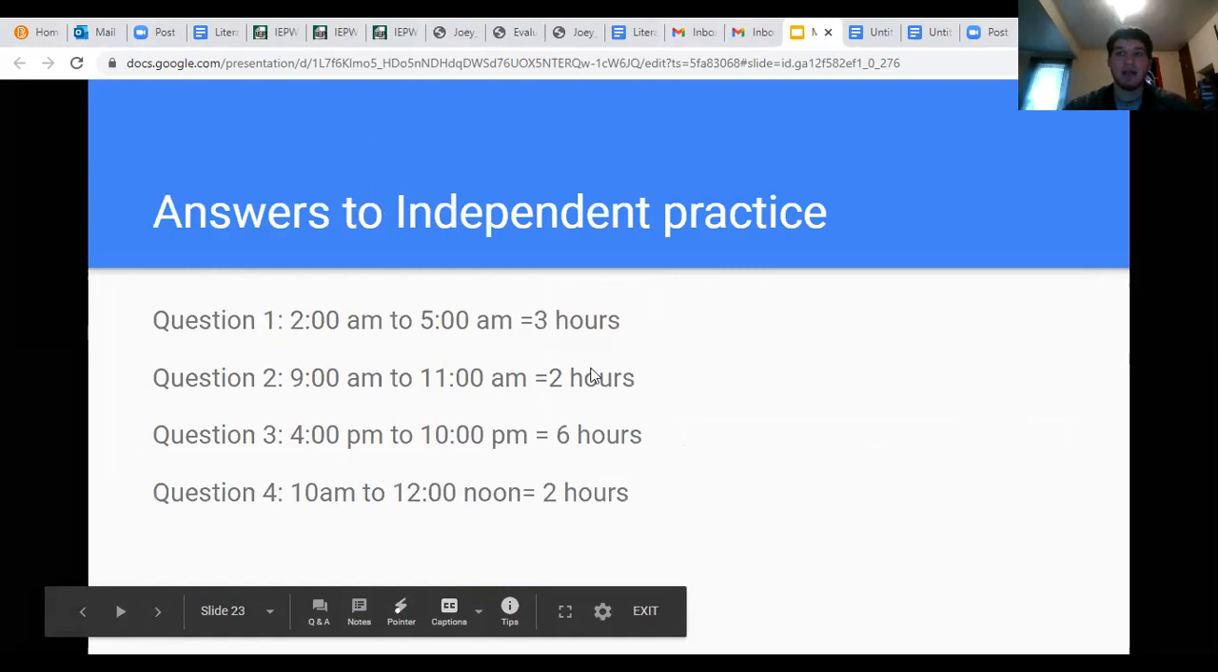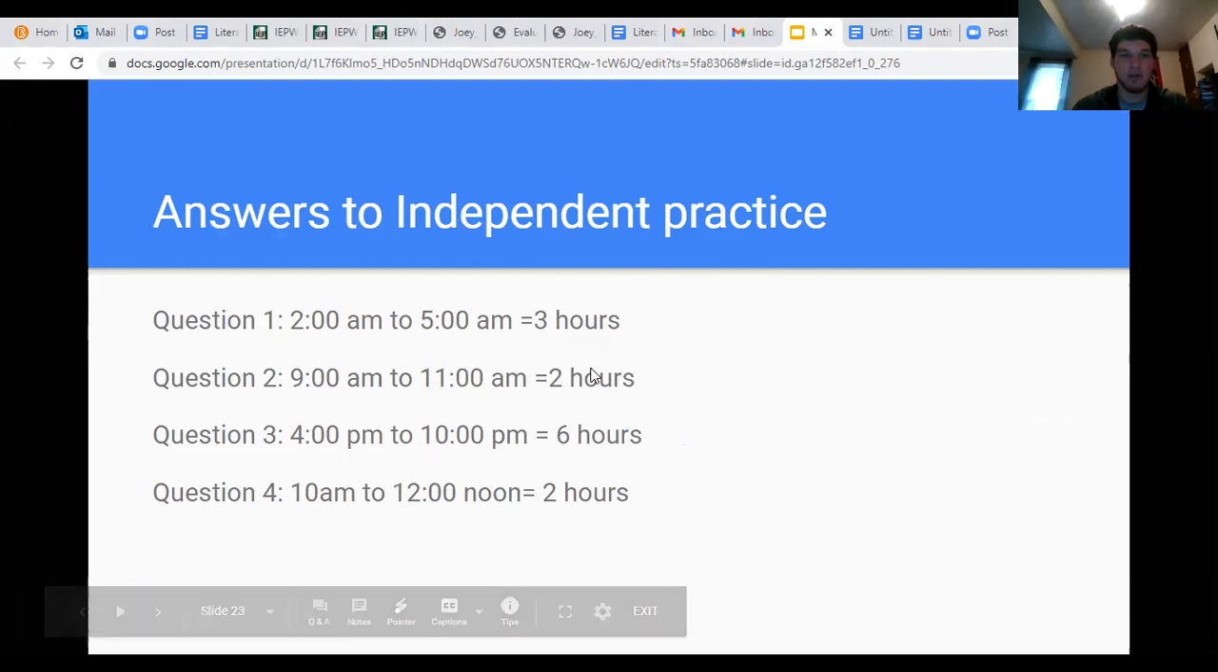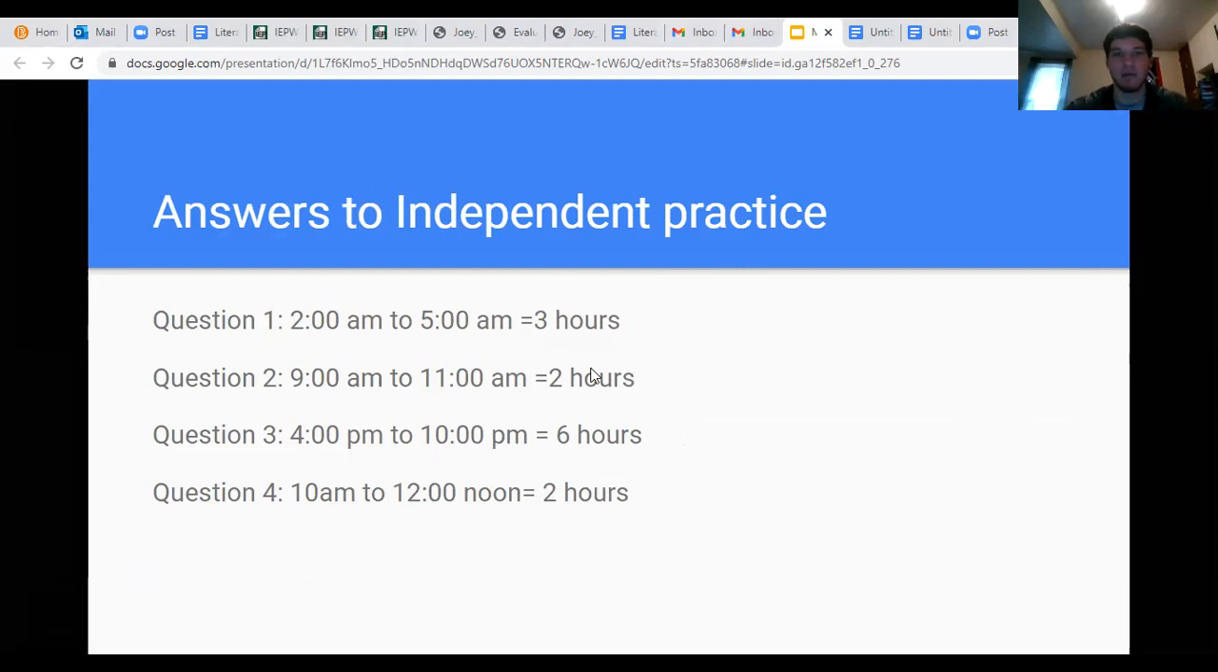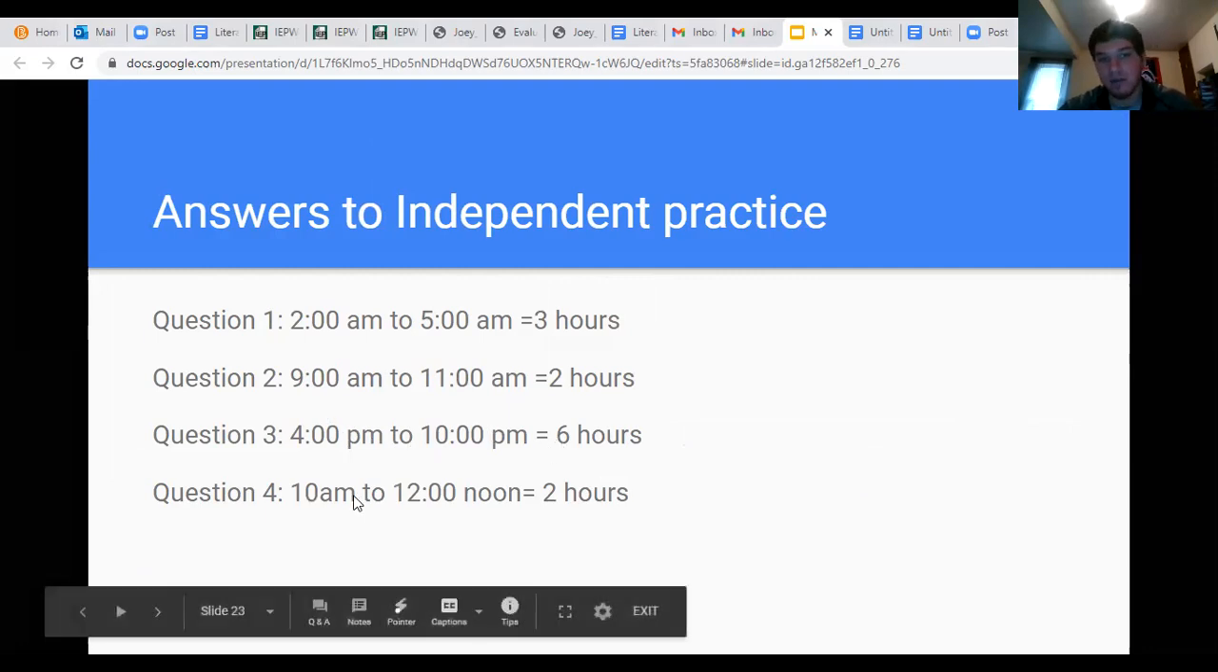As the students come back, they will see that for question 1, the answer was 3 hours. The first clock was 2 a.m. to 5 a.m., which is a 3 hour time interval. Question 2 was 9 a.m. to 11 a.m., which is 2 hours. Question 3 is 4 p.m. to 10 p.m., which is 6 hours. Question 4 was 10 a.m. to 12 noon, which is 2 hours. So if you got all 4 of these right, you understand time intervals and how you calculate them. So great job.